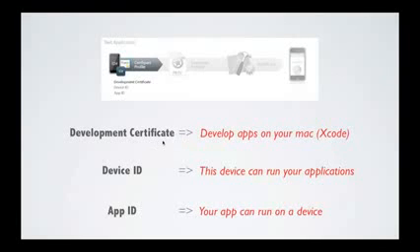The second one is the device ID, which is telling that this iPhone, for example, is mine as a developer, and I have the right to run the application on this specific device. And the last one, the app ID, is just telling that this application should run on this device since I'm an iOS developer, and that's it for the 3 steps. So let's go and start with them.